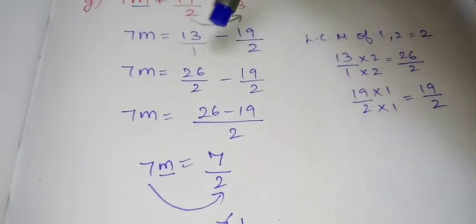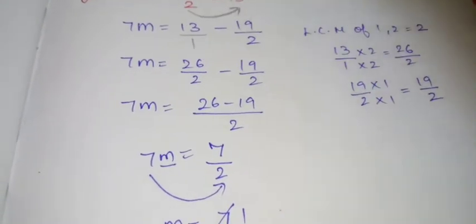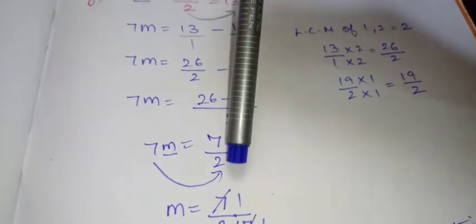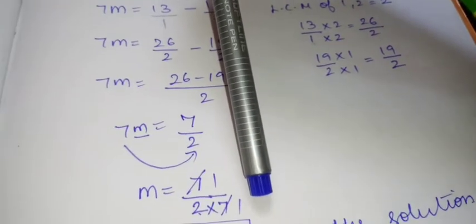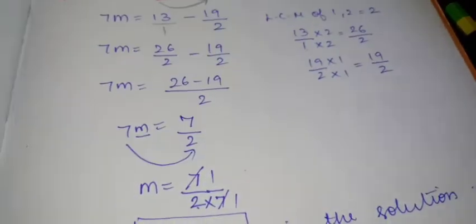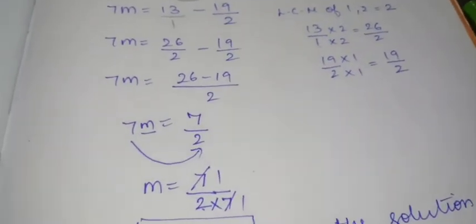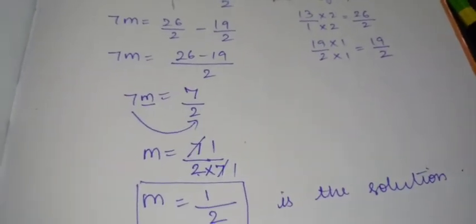So 13 by 1 minus 19 by 2. I am taking the LCM. Both the denominators are the same, so I got 7 by 2. Then I am bringing this m towards the other side, cancelling it, 1 by 2. So 1 by 2 is your answer. Did you understand? 1 by 2 is the solution of the given equation. Okay.